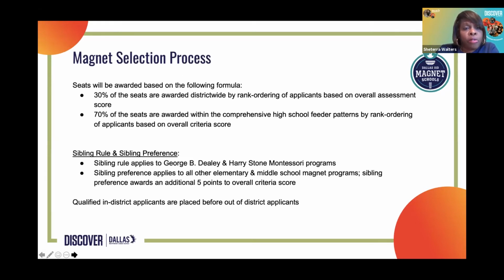Seats are awarded based on a formula. 30% of the seats are awarded to district-wide ranked applicants based on overall assessment score. 70% of the seats are awarded within the comprehensive patterns and rank ordering of applicants based on their overall criteria. Then there is the sibling rule and sibling preference. Sibling rule applies to George Bannerman Dealey and Harry Stone Montessori programs. Sibling preference applies to all other elementary, middle schools, and magnet schools, and they are awarded an additional 5 points. If your student again does not have the testing, they can schedule their testing through the school that they're applying to.